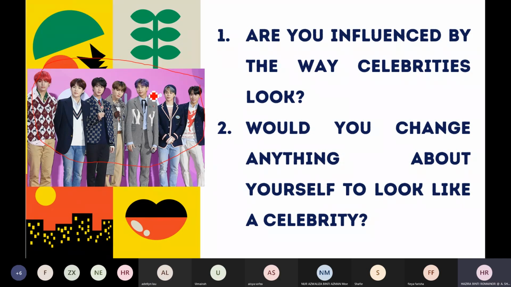Daniel. Yes, teacher. How are you? Sihat sikit. Okay, all right. Second question: will you change anything about yourself to look like a celebrity? Yes or no? No. Okay, thank you. So these two questions depend on you. Some people might change themselves to look exactly like their favorite celebrity, and some are not. So look at the text down there.